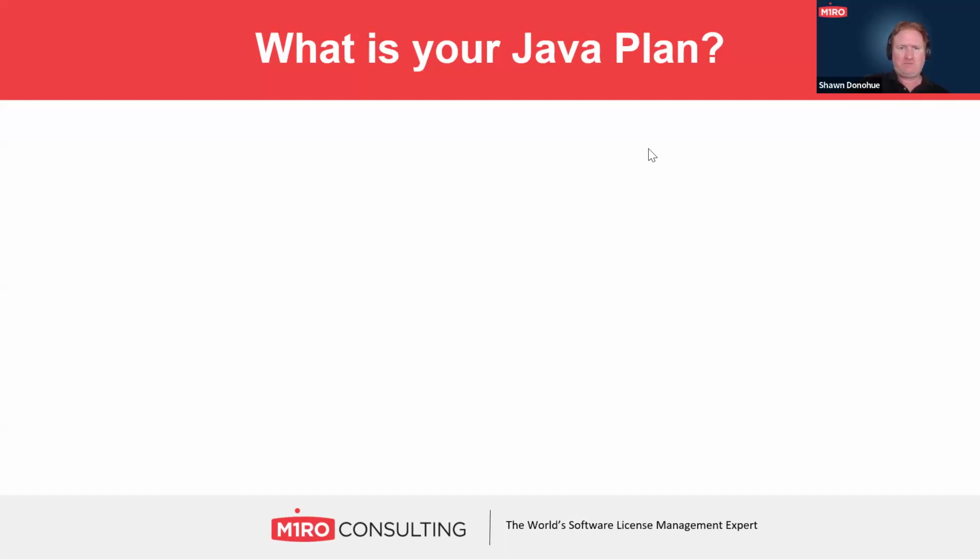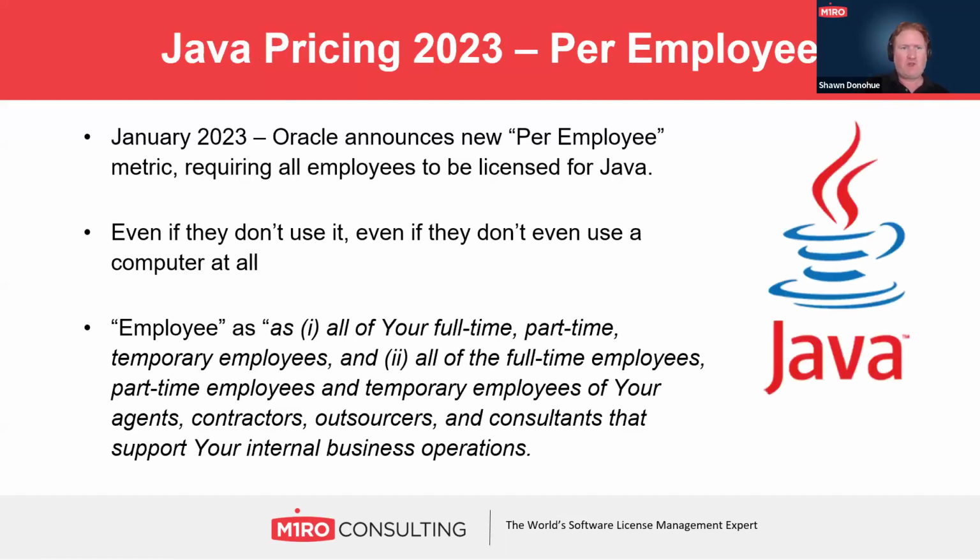So what is the new announcement? In January 2023, Oracle announced that they were going to change the way that Java is licensed at an organization. Previously, it had been by processor or by machine. It was based off of the technology. Now it's based off of the people. And Oracle's position is, if anyone uses Java at your organization, everyone needs a license.